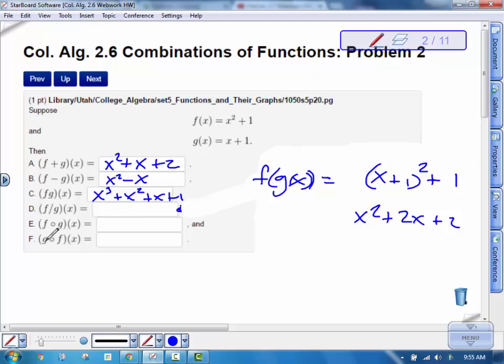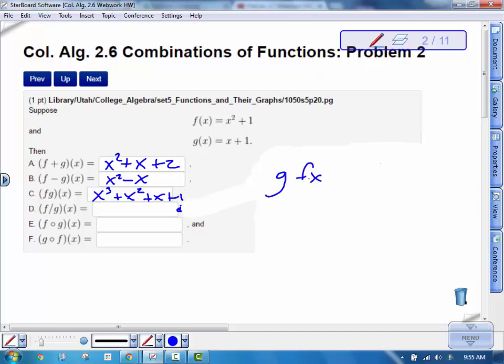All right, then do the other composition, which is the other way around, g of f of x. So that'd be g of f of x gives us, take f of x, x squared plus 1, put it in parentheses and plug it right into the domain of g right there. So you're just going to add 1 to that, x squared plus 2.